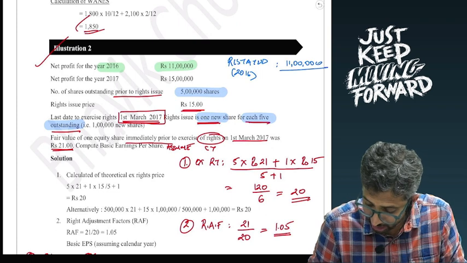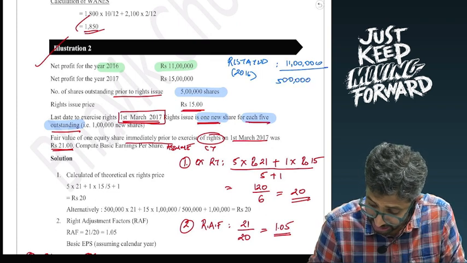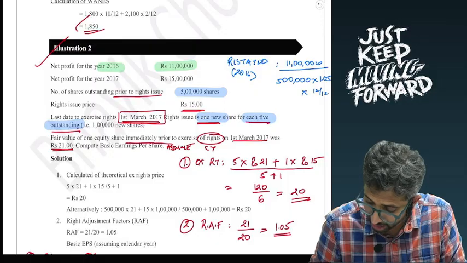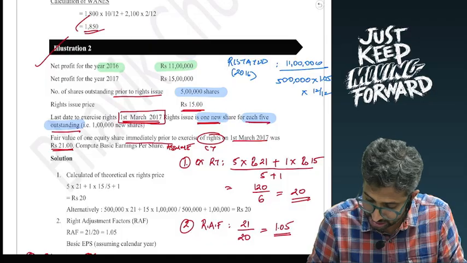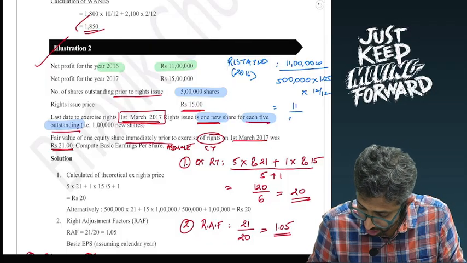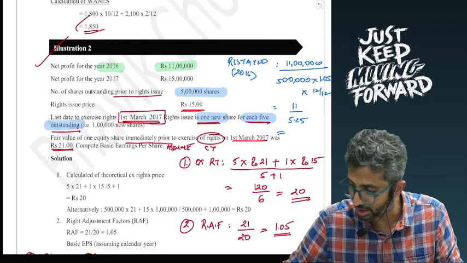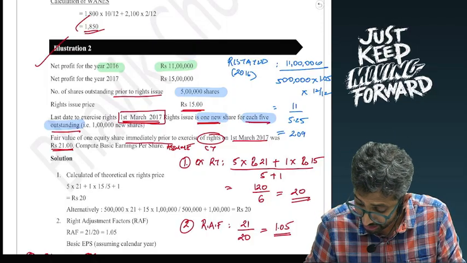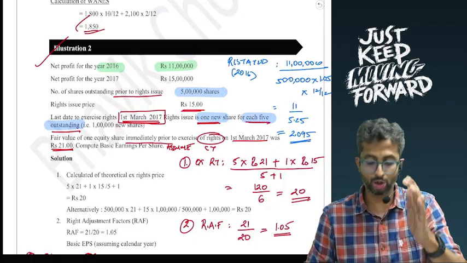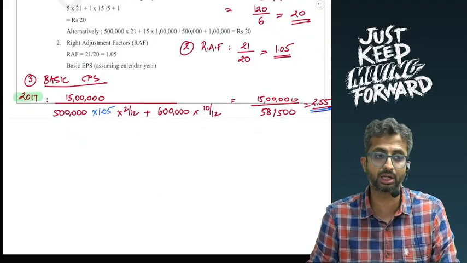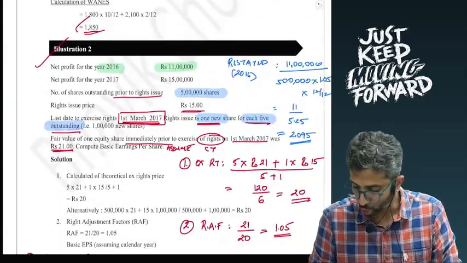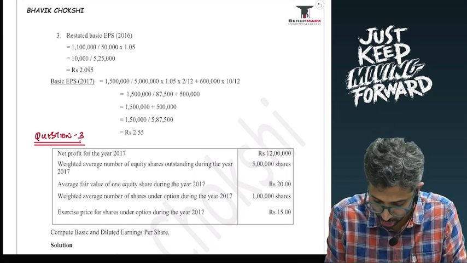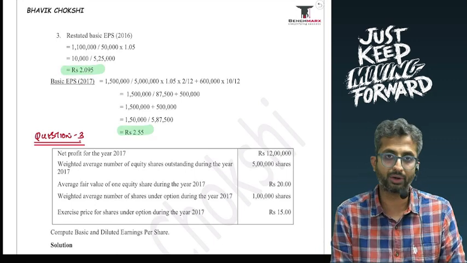Last year there were 5 lakh shares. Now these are shares of the last year. This is prior to the date of rights, and hence I will multiply the rights adjustment factor and then a time factor of 12 by 12. So this is nothing but 11 lakhs over 5.25 lakhs. If I divide 11 by 5.25, it comes to around 2.095. This will be the restated EPS. So in the current year column, I will show 2.55 as the current year's basic EPS, and then I will have 2.095 as the restated EPS of the last year. So as you see over here, 2.095 and 2.55.